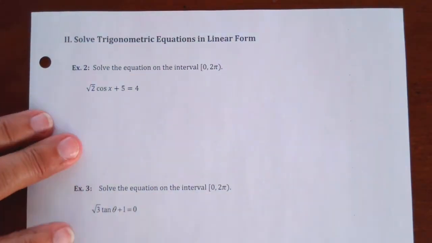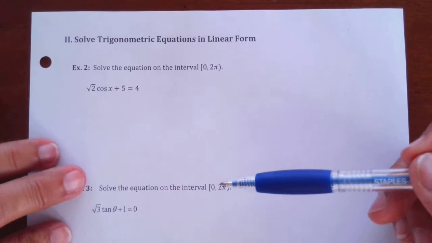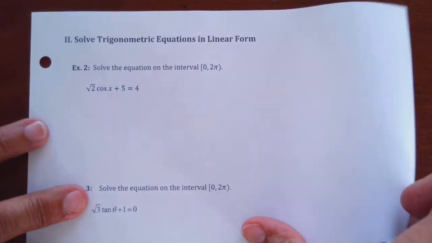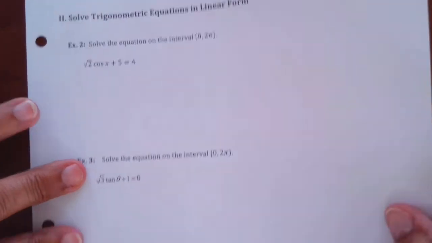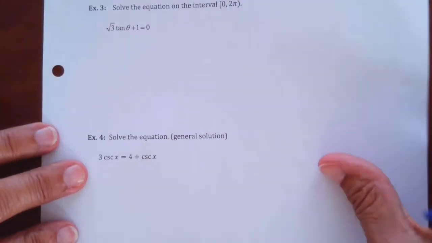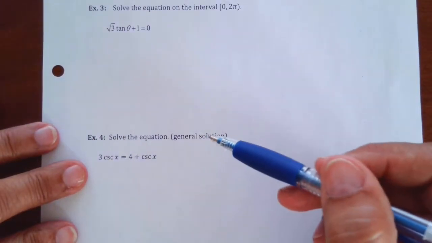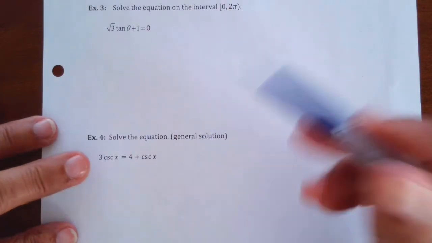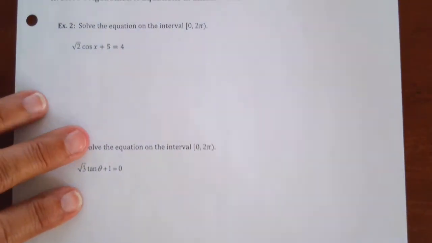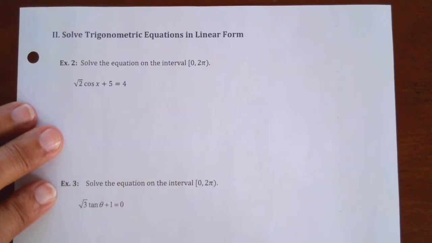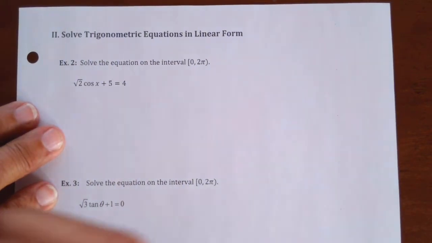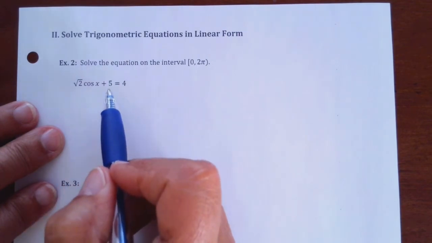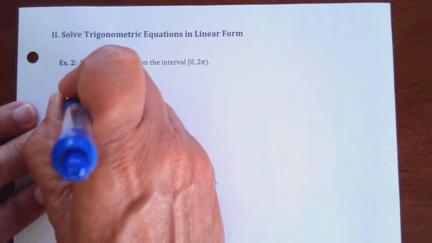All right, so we'll notice the first 2 on this page are asking us for specific answers between 0 and 2 pi. And then the bottom one on this page just says solve the equation. Now I wrote general solution so you know that, but typically that would not be there, okay? All right, so let's start. So remember, to solve any equation, you're going to work yourself from the farthest thing away from x and work yourself in. So the first thing we're going to do is subtract 5 from both sides.